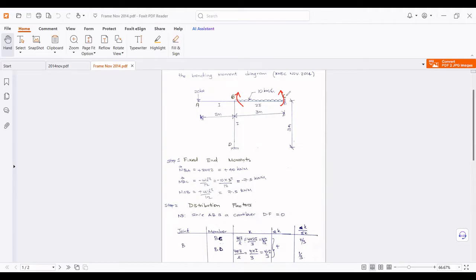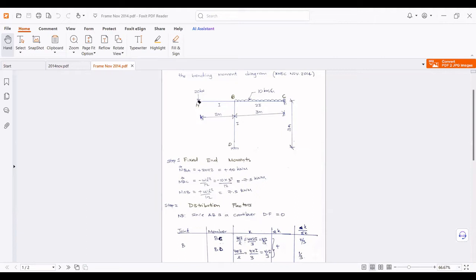So for CB, fixed end moment CB, it will now be positive 7.5 because it's anti-clockwise. So these are the only two loadings that we have. There is no loading in member BD. So the fixed end moment calculation is there. The next stage is now calculation of the distribution factor.